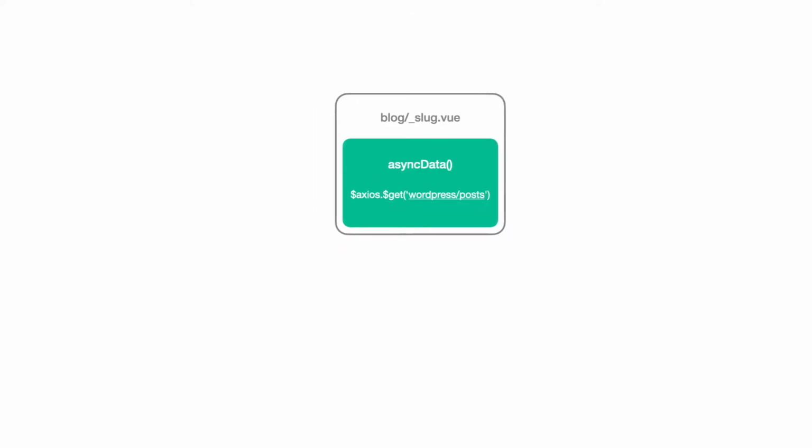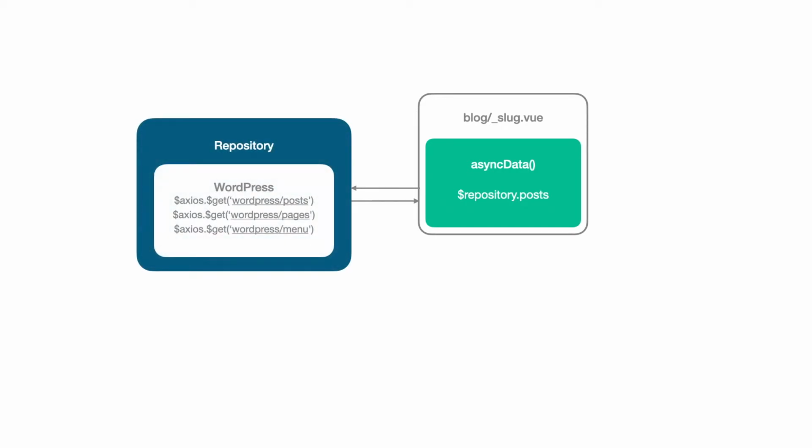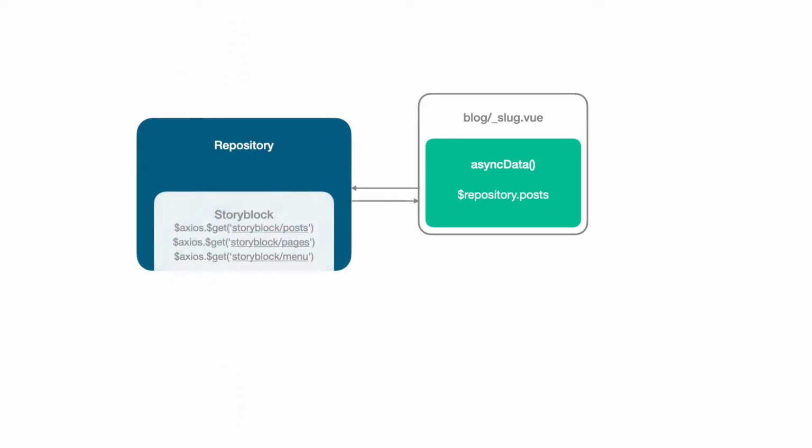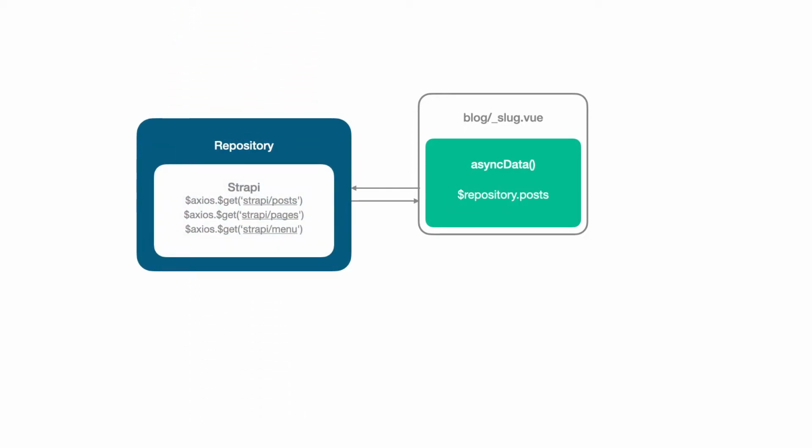What I want to do, where I have calls to WordPress, for example, is to make those calls more generic to a repository, and that repository could use WordPress or swap out the Storyblok CMS or the Strapi CMS. This is a common pattern called the repository pattern.